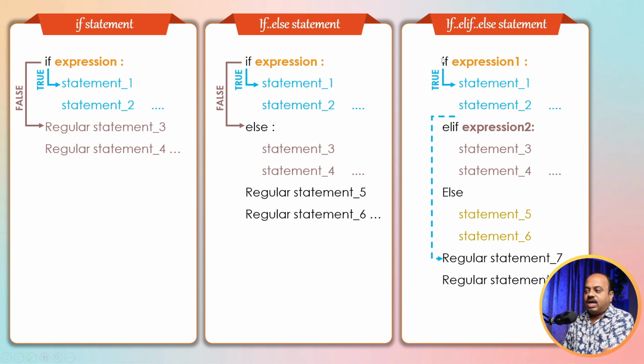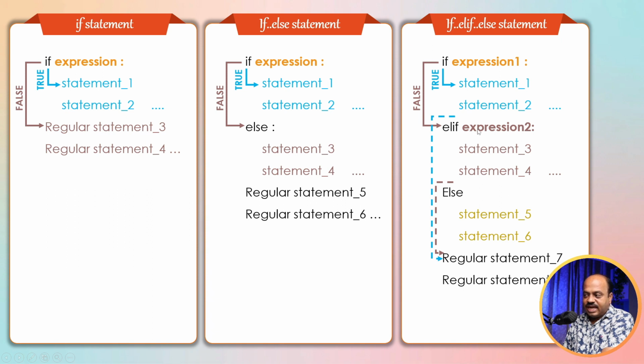Okay. Now, if this condition is false, it will go to the elif part where it will check this condition. And if this condition is true, then this statement will be executed and Python will directly come to regular statements 7 and 8. It will not execute this else part. When will this else part be executed?